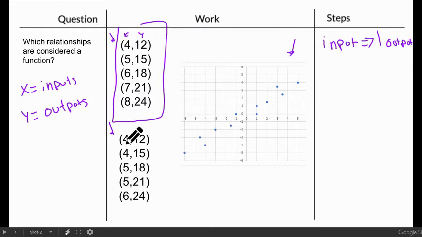Next set of numbers here, 4, 4, 5, 5, 6. Well, 4 here is giving us an output of 12. It's also giving us an output of 15. So since one input of 4 is giving us two outputs, not a function.